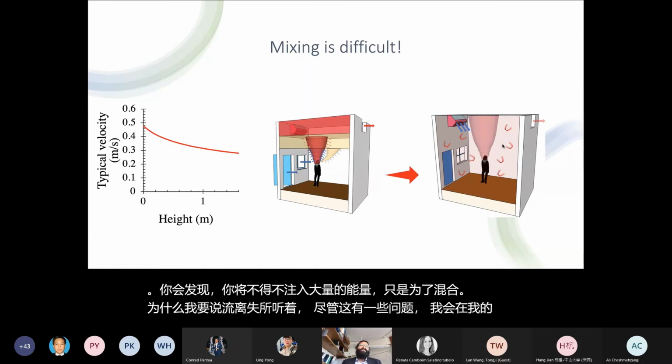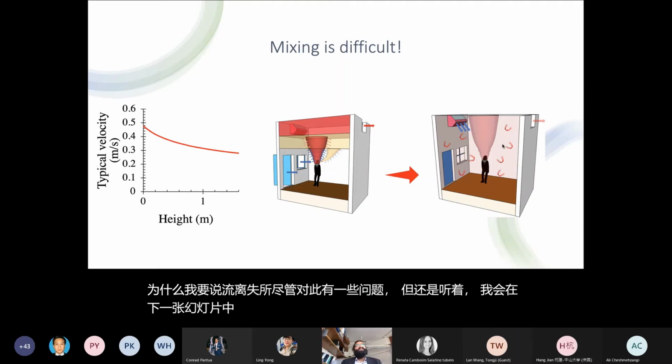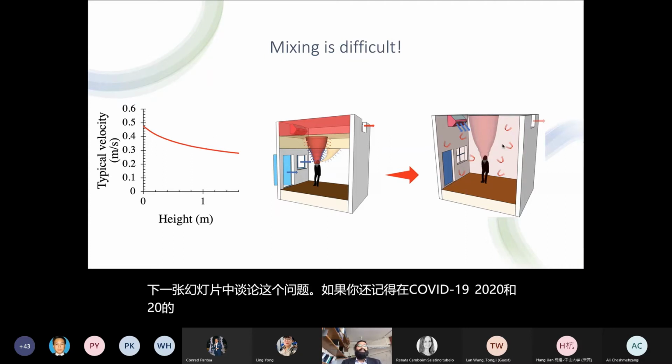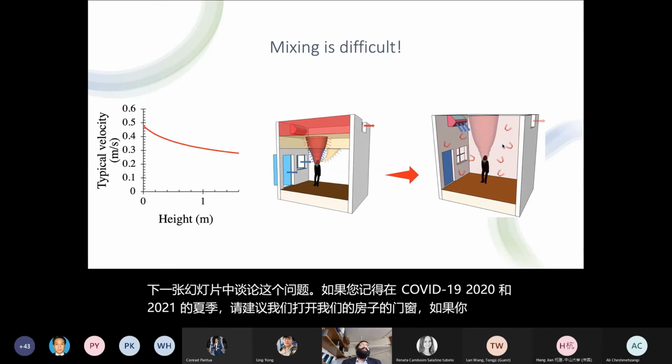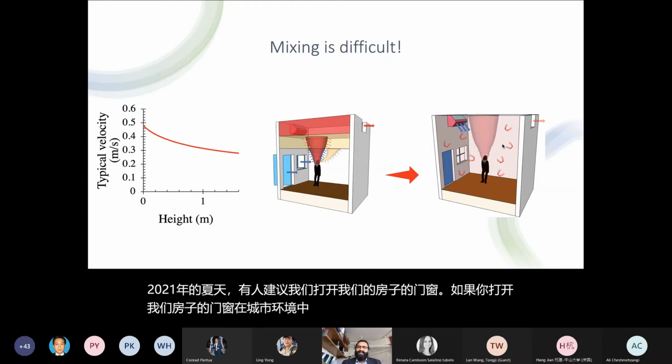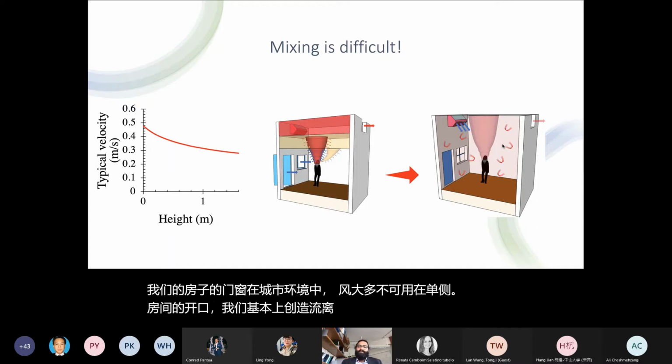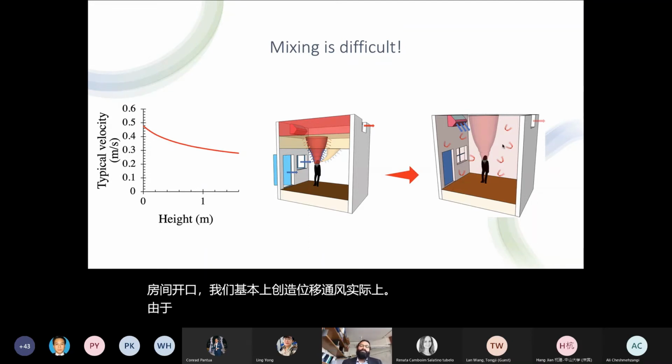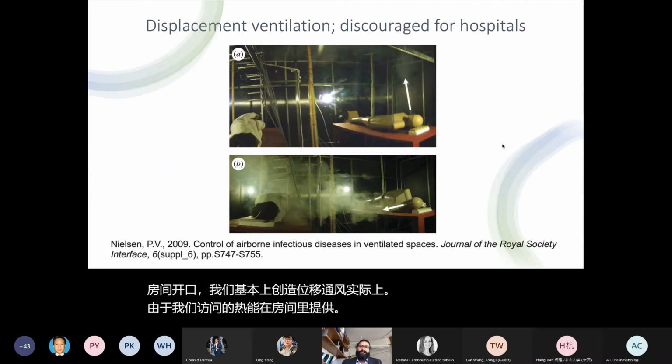And why I am talking about displacement ventilation, despite it having some issues, which I will talk about in my next slide, is because if you remember, during the summer of COVID-19 in 2020 and 2021, it was advised that we open the doors and windows of our house. If you open the doors and windows of your house in an urban environment where wind is mostly unavailable in single-sided room openings, we essentially create displacement ventilation, due to the thermal energy provided in the room by body heat, etc.